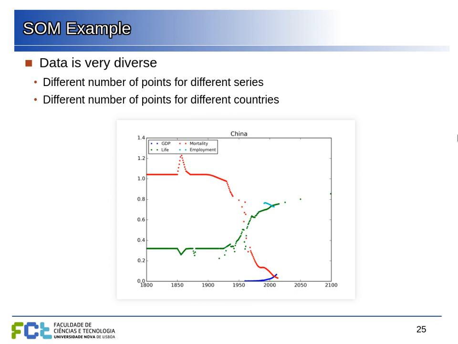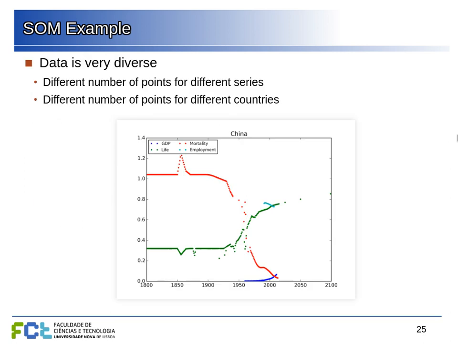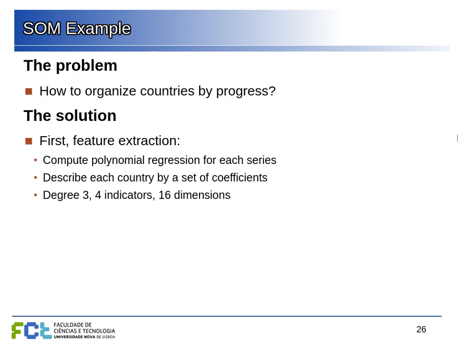One way of doing this is to fit curves to these data sets. Let's suppose we use polynomials of degree 3. So we have 4 coefficients for each of these curves. Since we have 4 different indicators, if we fit one polynomial to each of these sets of values, we will have 4 polynomials to describe each country. These 4 polynomials will describe how the country evolved over the years on all 4 indicators. So with 4 indicators and 4 coefficients for each polynomial, we have a total of 16 dimensions.